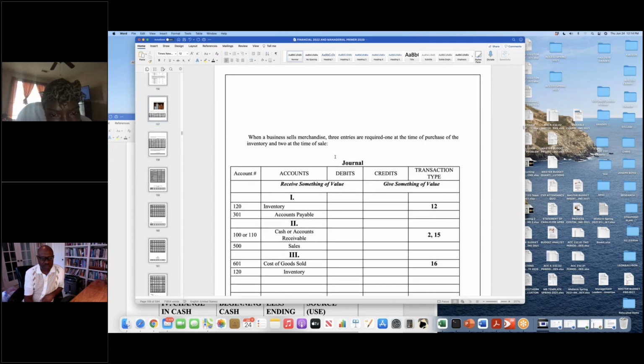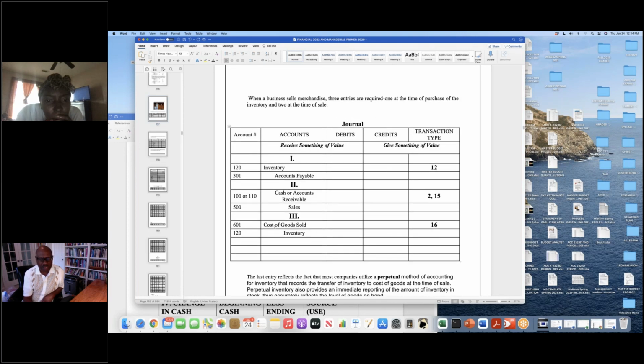When we sell inventory, that's going to be 3 transactions. When we buy the inventory, we debit inventory and credit accounts payable. When we sell it, we debit cash, accounts receivable in this case, and credit sales. But we also have to debit cost of goods sold and credit inventory. So you're going to have a cost of goods sold amount.